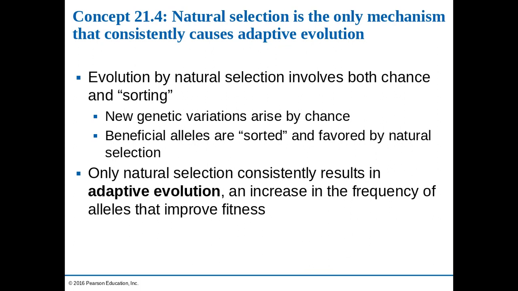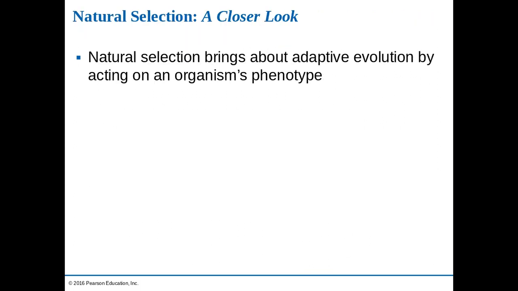So that is the only process by which we can get adaptive evolution, where we have an increase in the number of alleles that are beneficial to survival and reproduction, that improve fitness. Natural selection brings about adaptive evolution by acting on that organism's phenotype. If its phenotype is more beneficial, then it's going to continue to survive and reproduce.